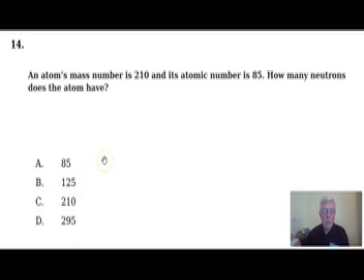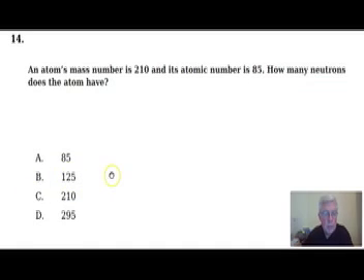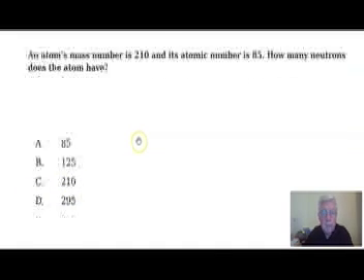Or you could just break down and do the math. And 210 minus 85 is, can't subtract 5 from 0, so you borrow. And 10 minus 5 is 5. And 20 minus 8 is 12. So you get 125. Best answer is B. Hope you did the math.